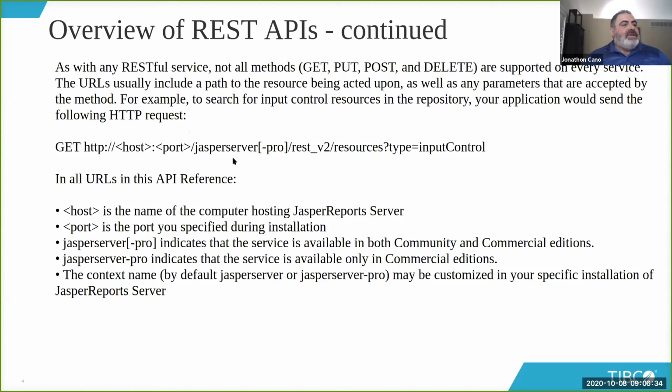Essentially what you're looking at is a URL that looks similar to this. This particular one is for bringing back all the input controls from the resources API. You'll have a host, and what port it's on. Something like jasperserver-pro, or something like that, will come after it, depending on whether you're using Pro or non-Pro, which is Community Edition. Then rest_v2, and then resources for the Resources API, or some other extension off the rest_v2 base for other APIs, okay?